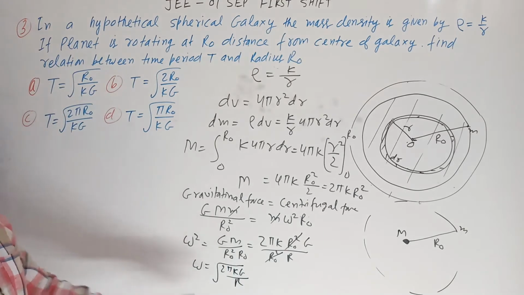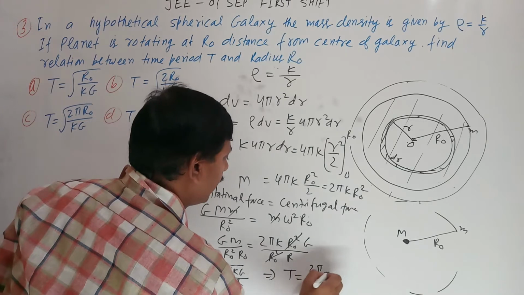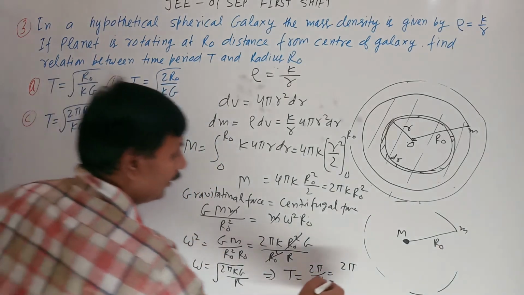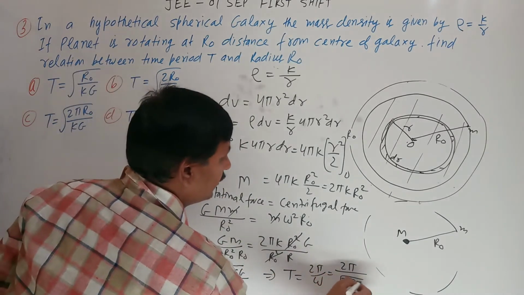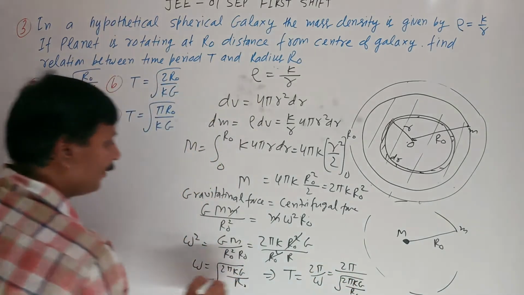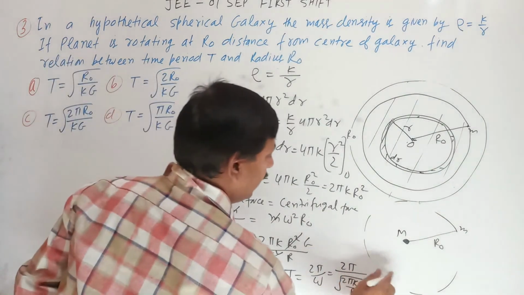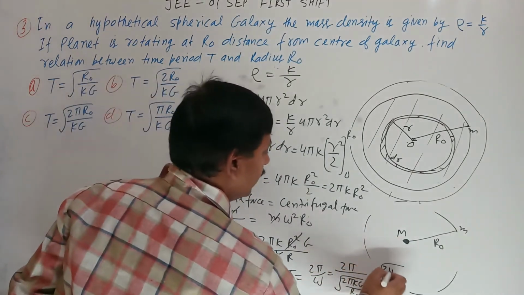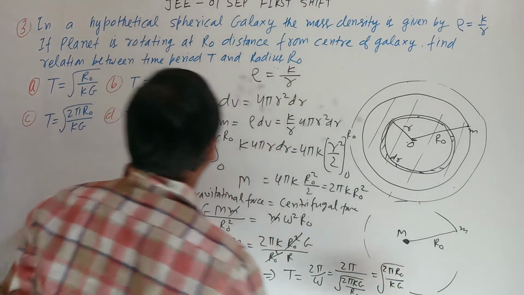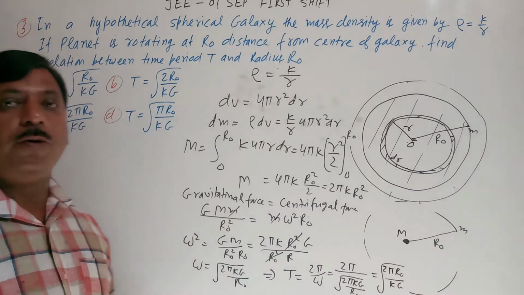So what will be the time period? Time period T is equal to 2 pi upon omega, 2 pi upon under root 2 pi k G upon r0. So this is equal to 2 pi under root, cancel. So this has come under root 2 pi r0 upon kG. 2 pi r naught upon kG. C option will be the correct option.